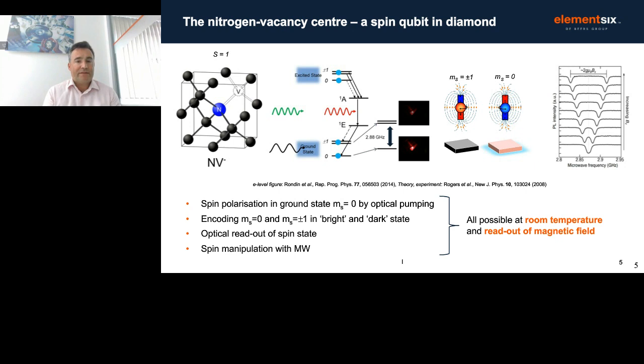What about manipulating those states? Well, actually, quite conveniently, the gap between the 0 and the 1 state is around 3 gigahertz. So you can bring along a fairly conventional microwave source and drive transitions between the 0 and 1 ground states. And in that way, produce a superposition.